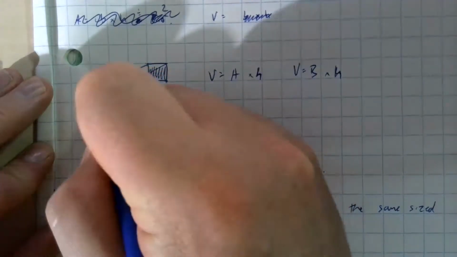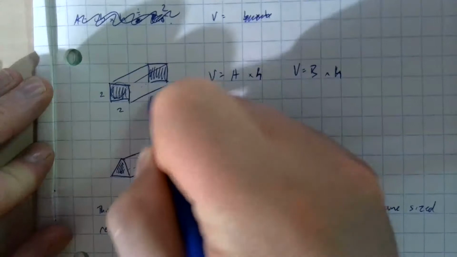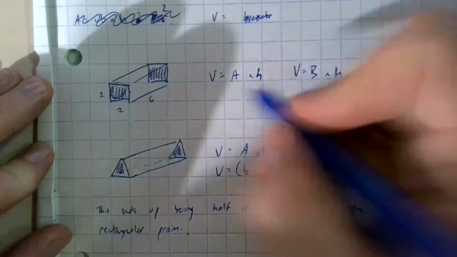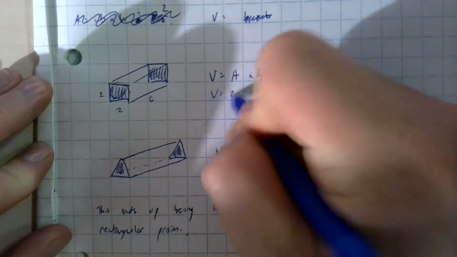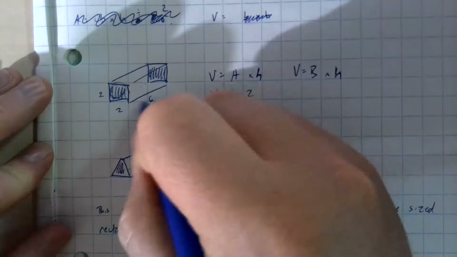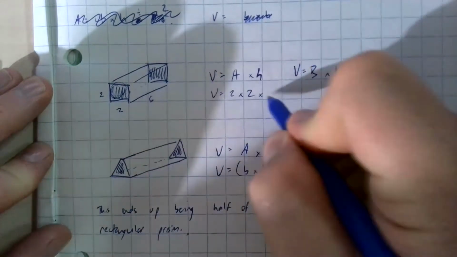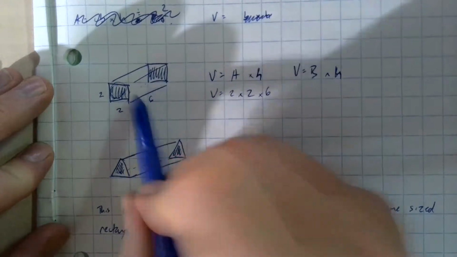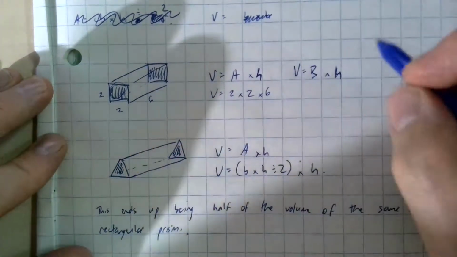So say if this was 2, 2, and 6, I'm going to say 2 times 2. So my volume is going to equal 2 times 2, and I'm going to multiply it by 6 because that's the height. Now, it doesn't look like the height, but that's because I've drawn it this way. If I were to draw it vertically, I could also show it that way.